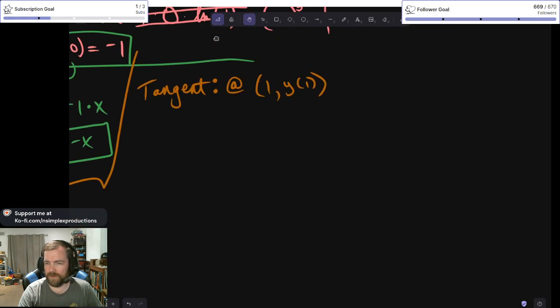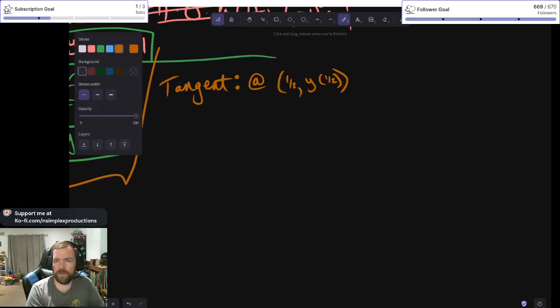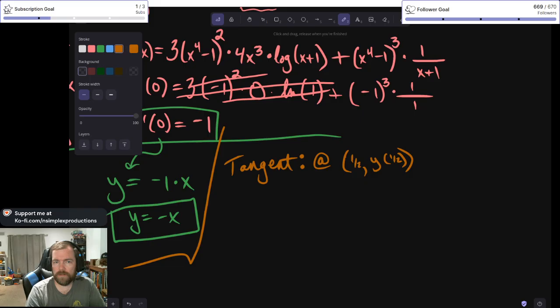You know what? Let's do y equals 1/2, just because I feel like torturing myself. So what is the tangent line at 1/2 by y at 1/2 for this particular function? Again, we have the derivative here. If we say y prime at 1/2 is going to be, and then we try to figure what this is, that's going to be a little bit gross, but it's okay.